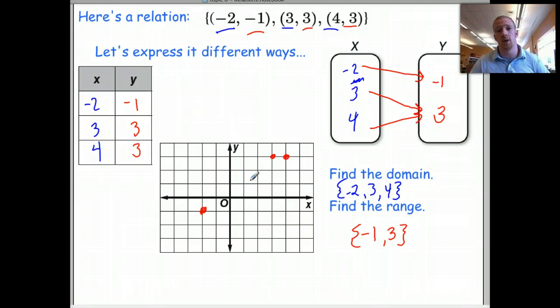Now, if I give you a graph, you should be able to write the mapping, the set, and the table. So you should be able to, given any one of these, get the other 3.